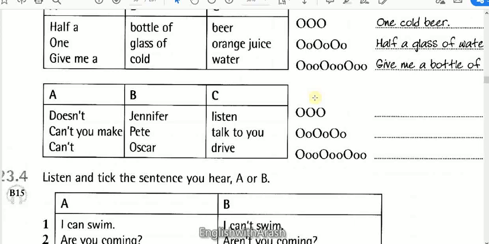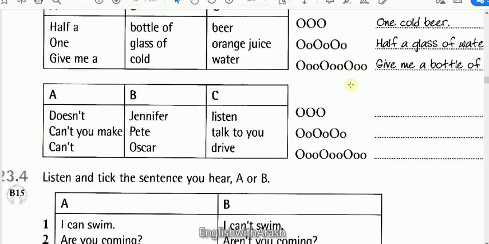میدونی منظورم چیه وقتی میگم یه تایمه؟ یعنی که اینجوری نشه که چون مثلا خیلی سنتنس بلنده شما بلند بگید. مثلا بگید اولیشو بگید 1 cold beer, دومیو بگید half a glass of water. اینجوری نباید بشه. The rhythm has to be kept. Half a glass of water. یعنی یه جای قوی باشه بقیهش سریعتر جمع کنید اون قسمت.